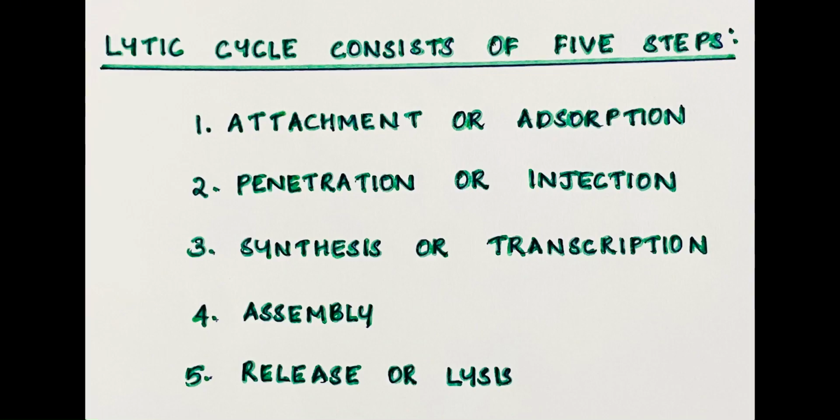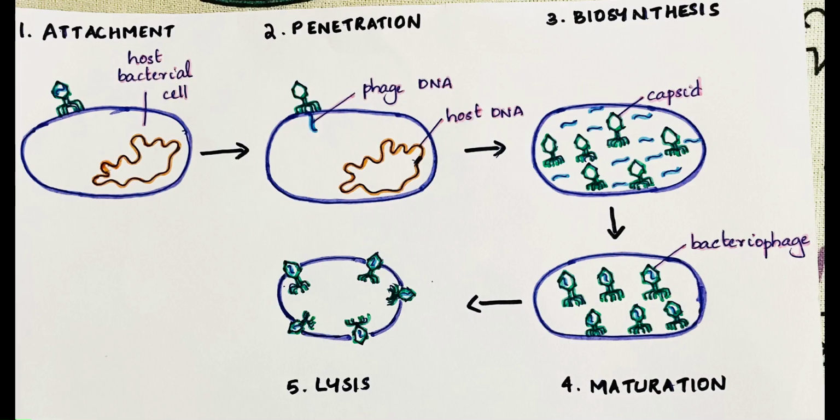The lytic cycle consists of 5 steps: attachment or adsorption, penetration or injection, synthesis or transcription, assembly, release or lysis. The first step of lytic cycle is adsorption, which involves the attachment of tip of the virus tail at the bacterial cell wall surface via specific receptor site.